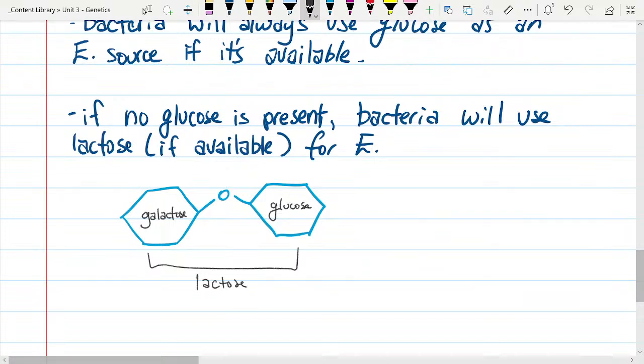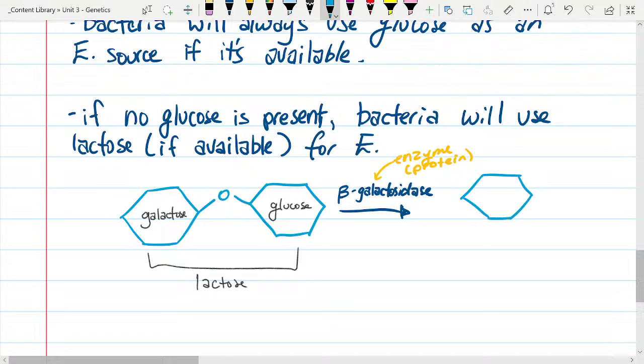So that's lactose. And there's an enzyme, and the enzyme is called beta galactosidase. Wow. Beta galactosidase. Right, so that's an enzyme. And of course, an enzyme is a protein. So that's a protein. And it will break this up into galactose and into glucose that the cell can then enter into its metabolic pathway. Of course, what is that metabolic pathway?